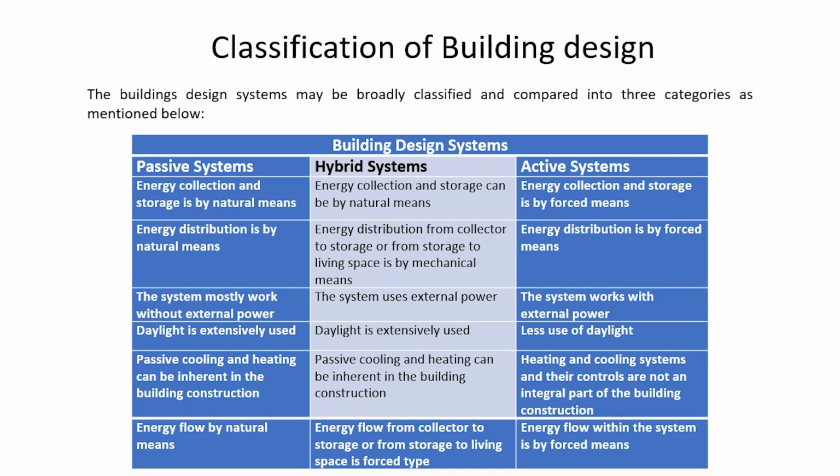Heating and cooling systems and their controls are not an integral part of the building construction. Energy flow within the system is by force only. So these are the three different types of building design: passive, hybrid and active.